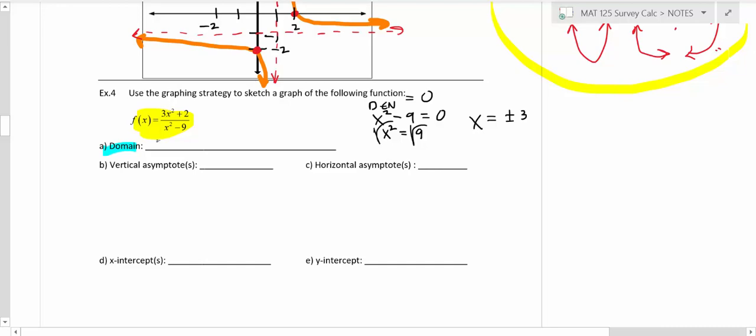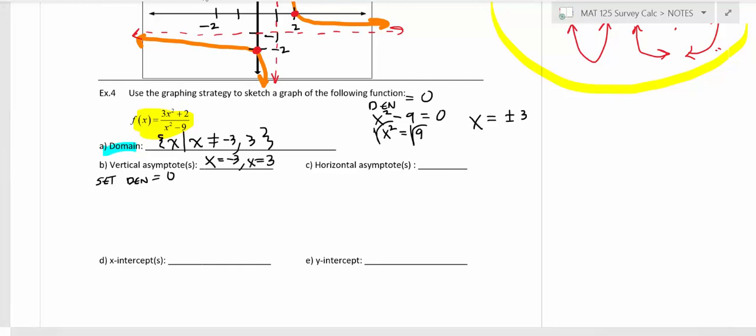So what this means is the domain we can write just as the set of x is not equal to negative 3, and it's not equal to 3. So something's going on at -3 and 3. You're going to end up having vertical asymptotes. And for the vertical asymptote, it's always the same thing: just set the denominator equal to 0. So the vertical asymptote equations are going to be x equals -3 and x equals 3. So that's what we know about our graph so far, is we have vertical asymptotes at 2 places. That's it so far.